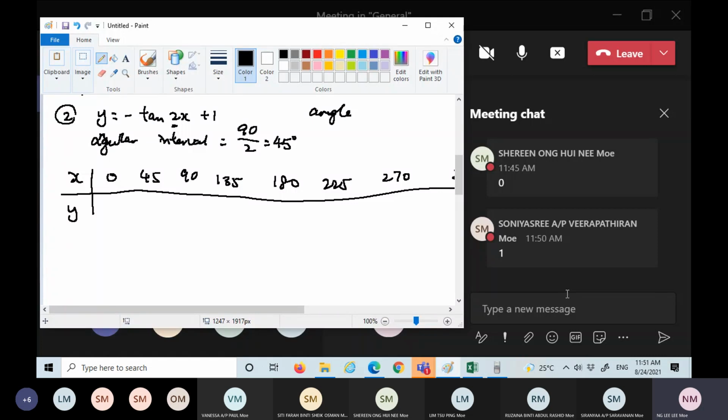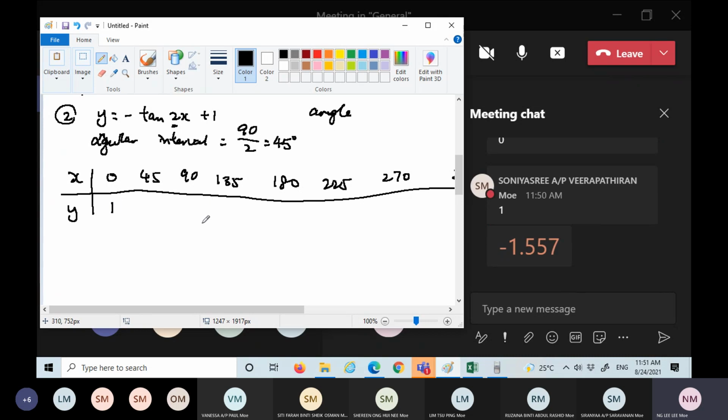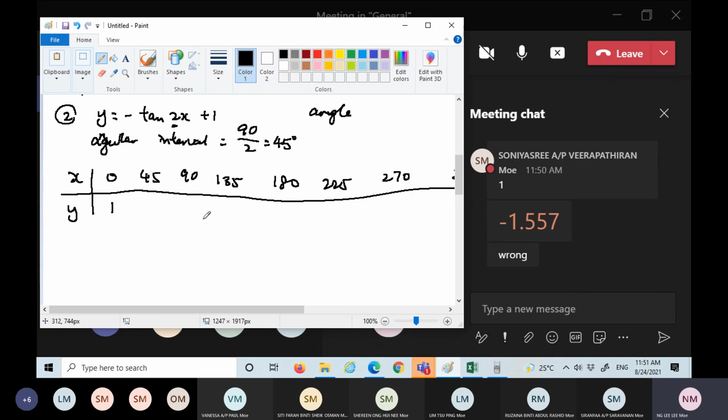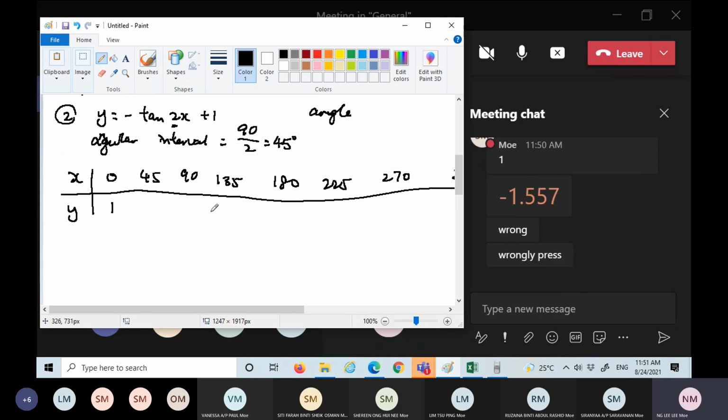Is her first answer when x is 0, she say y is 1. Okay, very good. Thank you. What is the negative 1.557? Sonia Sri, what is that? Huh? 1 is correct or wrong? Which one is wrong? Which one is correct? Wrongly pressed. Okay, so your answer is 1. Am I right? Okay. Now we wait for Theo, Vanessa, and Hanis.